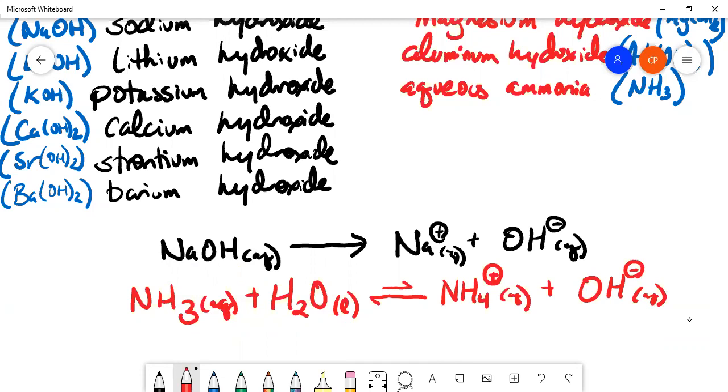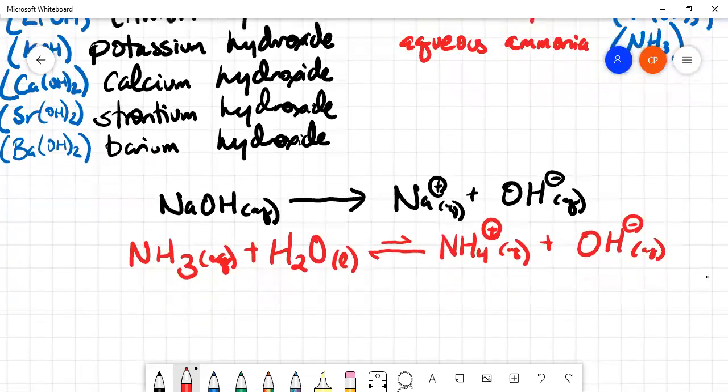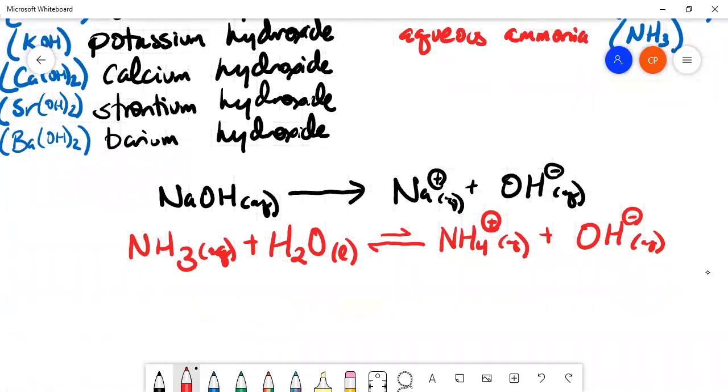Now that's a little bit satisfying. After all, the OH minus is showing up. That's going to be our signature for basic solution being present, the presence of that OH minus ion. But where's the OH minus ion coming from? Not the NH3. It has to be coming from the water.